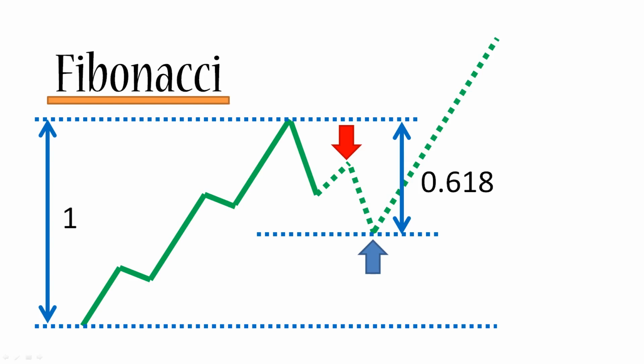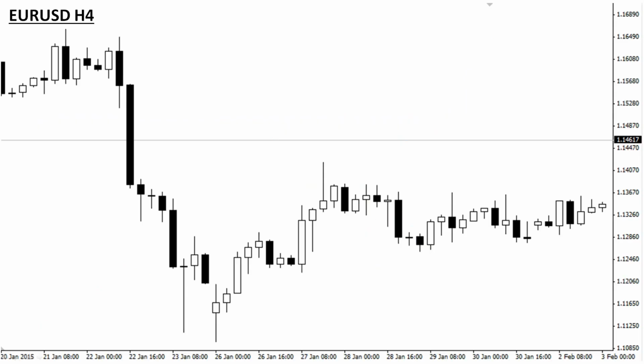So that's all theory, but let's have a look at a live example. This is the euro-dollar 4-hourly chart, which I took a snapshot of yesterday. As you can see here, we've got a downward trend first of all, and then we've got a bit of a retracement. So how about we go ahead and measure them?